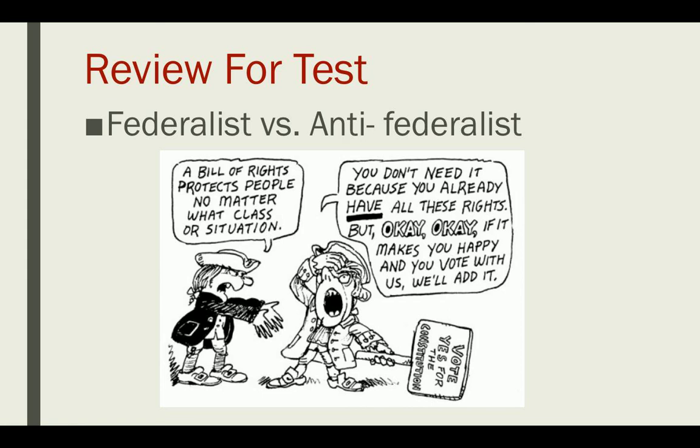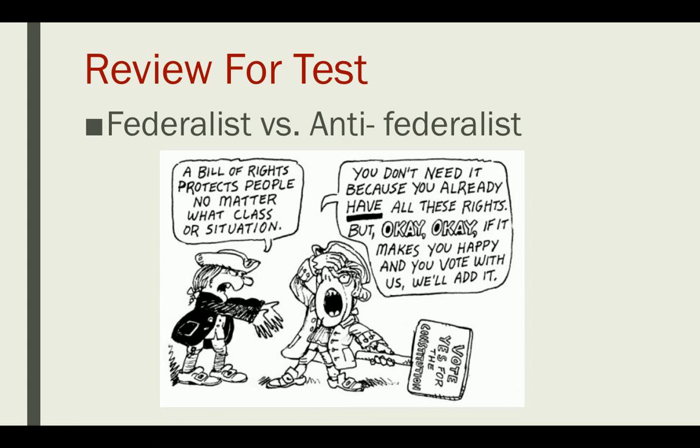And as you can see in the political cartoon, on the one side we have the anti-federalist saying a Bill of Rights protects the people no matter what class or situation, and that represents the argument of the anti-federalists. They did not hate the form of government that the Constitution had created, they just wanted the people's rights protected. And the Anti-Federalists demanded a Bill of Rights be added to the Constitution for that to be possible.